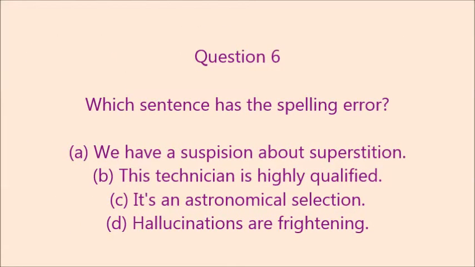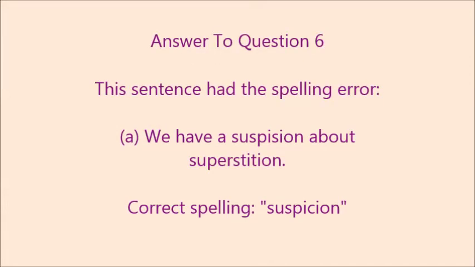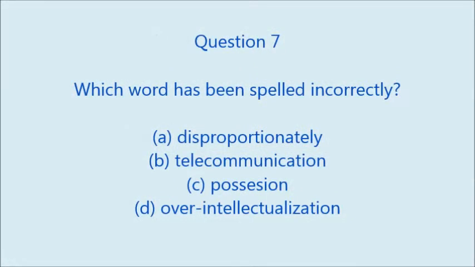Question number 6. Which sentence has the spelling error? We have a suspicion about superstition. This technician is highly qualified. C, it's an astronomical selection. D, hallucinations are frightening. That was the selection. Did you get it right? Well, I can tell you right now that the answer to question number 6 was A. We have a suspicion about superstition, because suspicion, that one there, is spelled CION at the end.